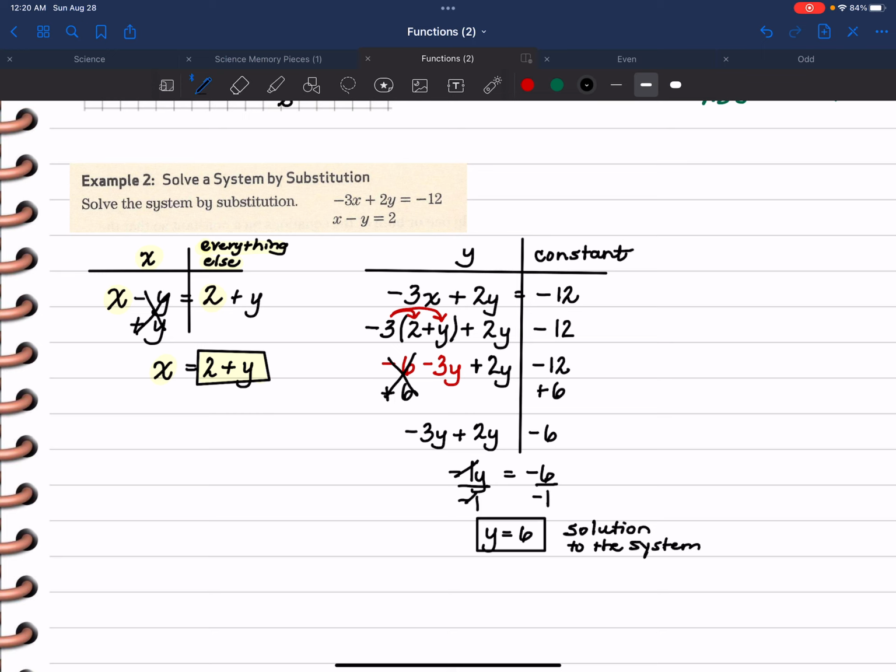The first thing you have to do is solve the simpler equation and then substitute that into this equation. And that's why it's called solving by substitution.